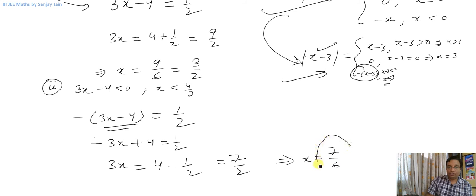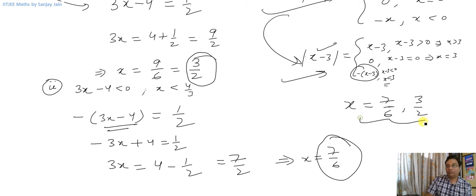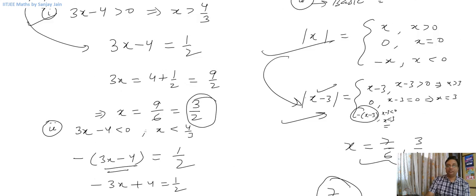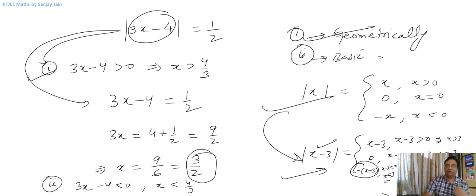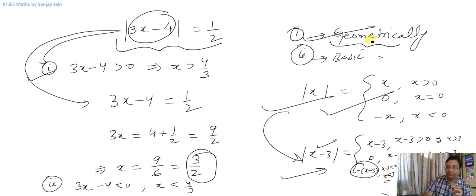So my solutions are 7 by 6 and 3 by 2. X is equal to 7 by 6 or 3 by 2, right? So this is one of the ways people solve these questions. They open the values of this modulus according to the definition of modulus. But we have learned another way, which is the geometrical way of looking at it.